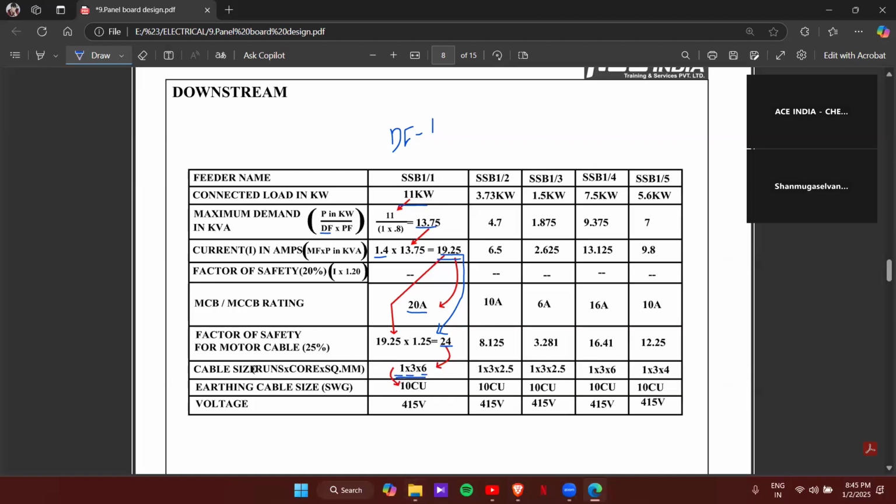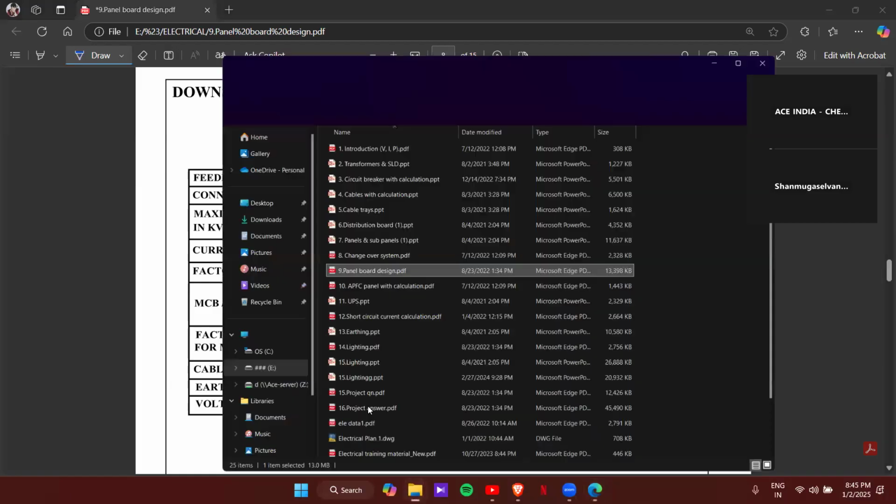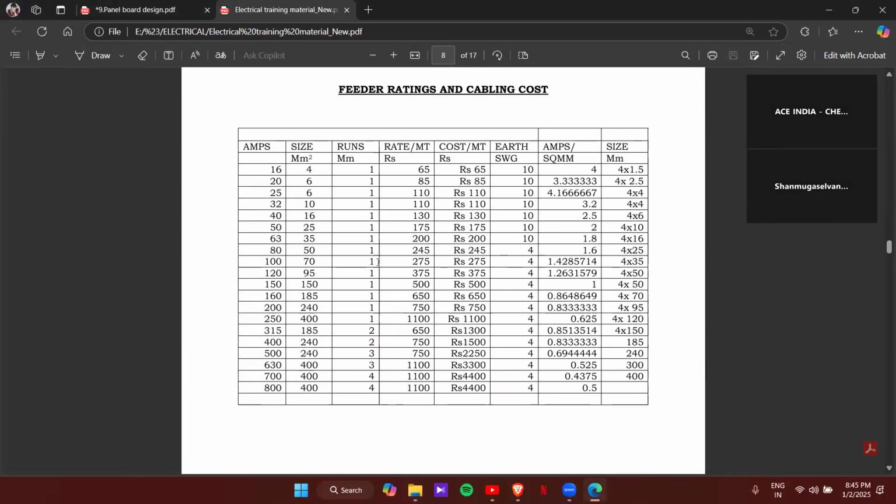Finally, earthing. Again, same page number you can go for. So it was 24, so 24 means 25 ampere will be there. So one run, three core, and 6 mm square, and earthing same will be 10 itself.